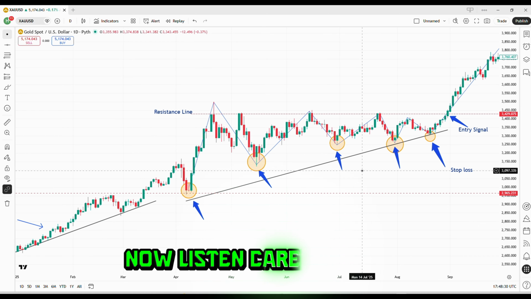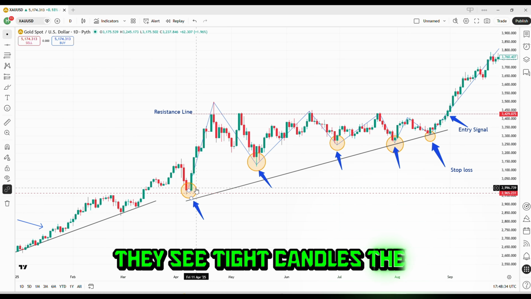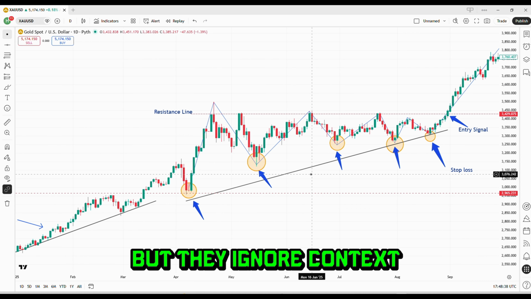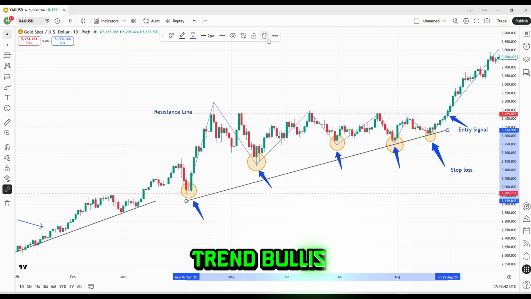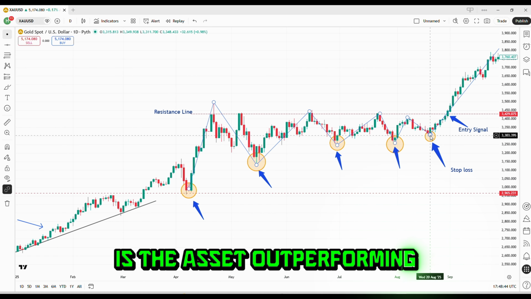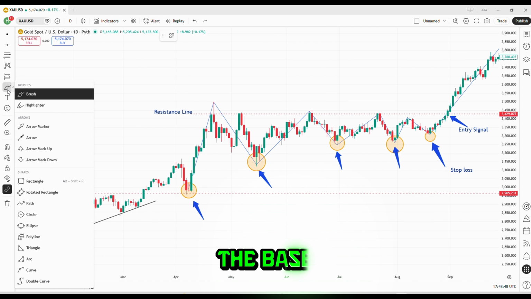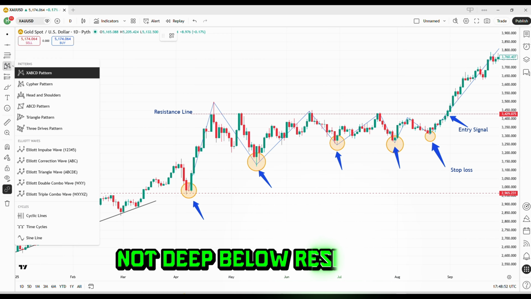Now listen carefully. This is where beginners fail. They see tight candles. They assume VCP, but they ignore context. Validation checklist. Is the higher time frame trend bullish? Is the asset outperforming the overall market? Is volume drying up into the base? Is the pattern forming near highs, not deep below resistance?